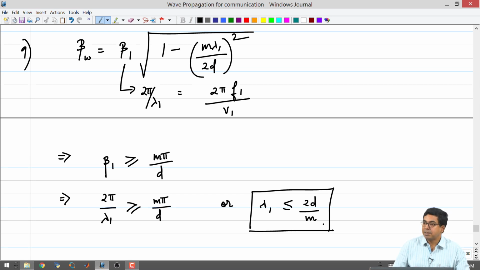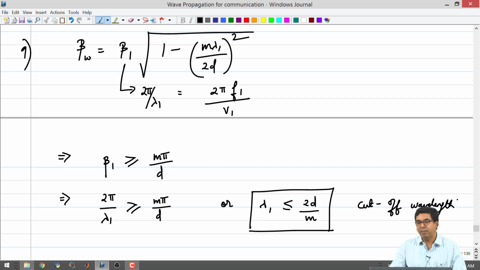So, this lambda 1 less than or equal to 2d divided by m means that you have constructed a waveguide with the distance between the plates equal to d. You are considering a profile of the electric field corresponding to m, and you have to make sure that lambda 1 is less than or equal to 2d divided by m. So, there is an upper wavelength of the source that you can launch into a constructed configuration of a parallel plate waveguide. This is known as the cutoff wavelength.